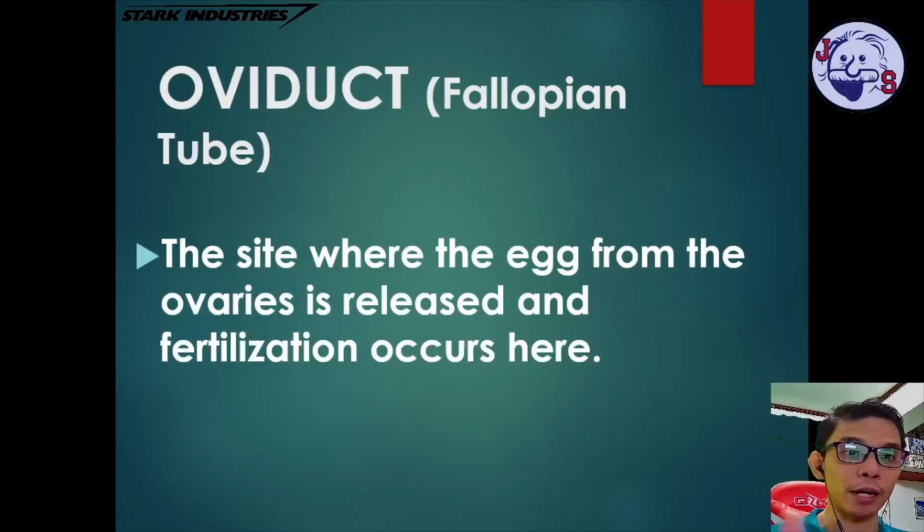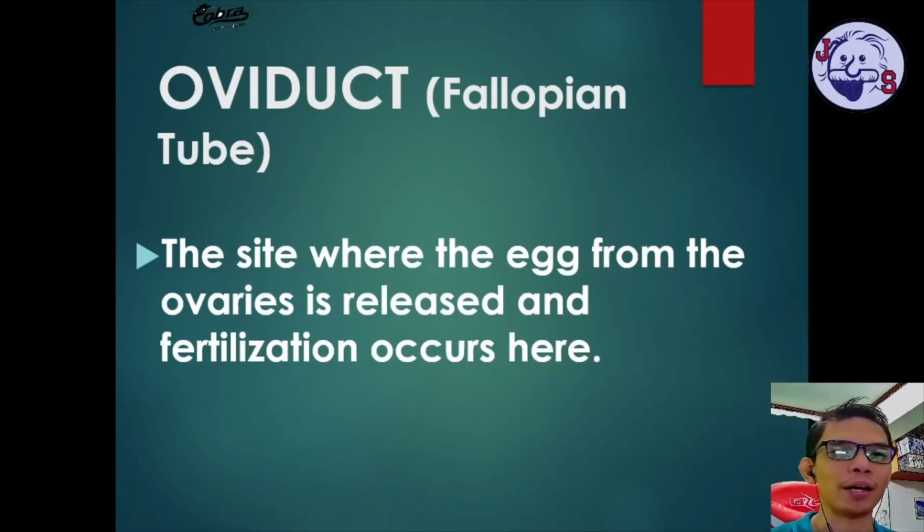So that is for the ovary. The next one is the oviduct, or the fallopian tube. The oviduct, or fallopian tube, is the site where the egg from the ovaries is released, and it will stay there until it is fertilized. How long will it stay there? It will stay there for more or less 7 days until it is fertilized.